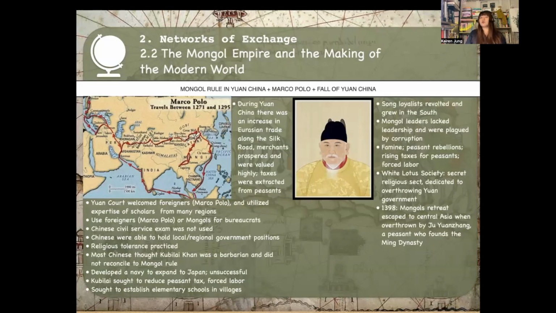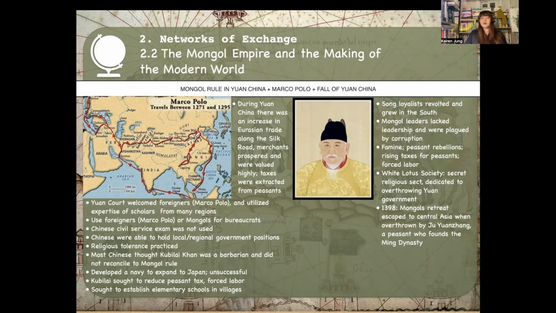Now we're looking at the Mongol role in Yuan China, as well as Marco Polo and the fall of Yuan China. During Yuan China, there was a lot of increase in the Eurasian trade along the Silk Road. You had merchants prospering and being valued, taxes being extracted from peasants. The Yuan court welcomed foreigners like Marco Polo and used the expertise of scholars from many regions. The Chinese civil service exam was not used at this time, something that drew wrath from a lot of Neo-Confucianists. Chinese were able to hold local or regional government positions. That was always the policy of the Mongols. They would respect the autonomy and the cultures of the places that they invaded.